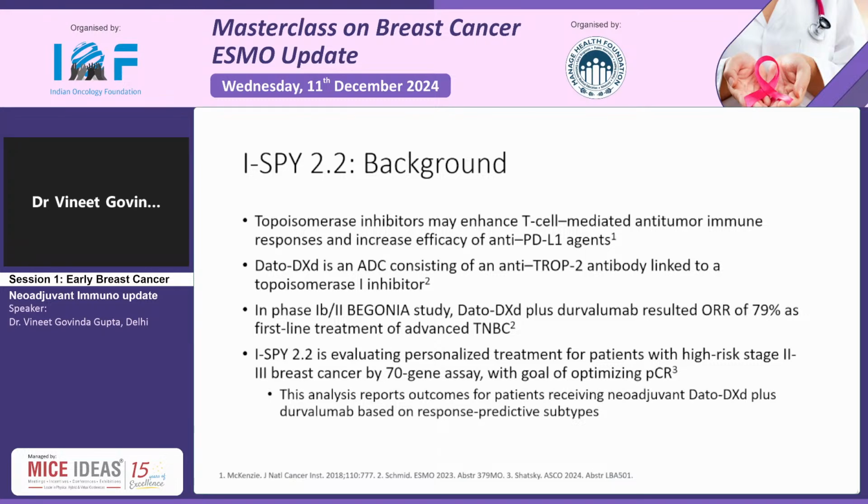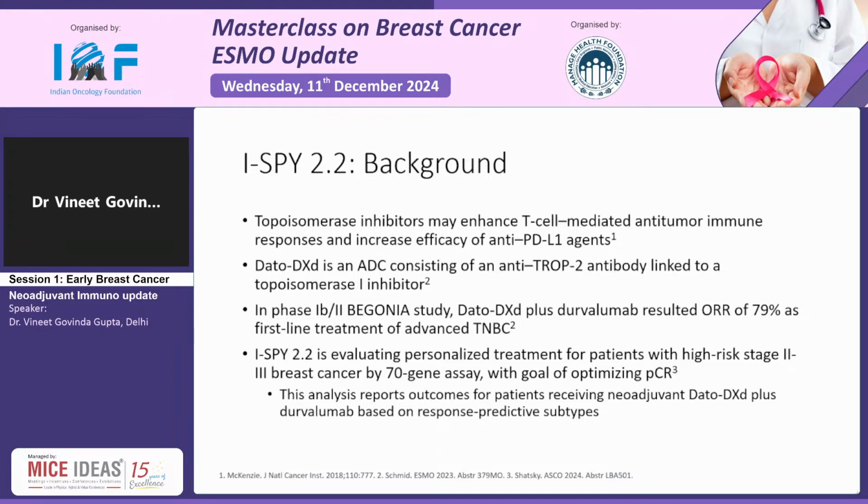That is why the frontline study of dato-DXd plus immuno versus the standard chemo with Keytruda is going on right now at many centers. So I think it is an important drug for this population. It will come up. An 80% response rate in TNBC first line is very impressive. So I-SPY 2.2 is looking at high risk stage 2 to 3 breast cancer, treating them with a dato-DXd plus immuno kind of approach, to see whether you can either avoid chemotherapy or get a high pCR rate without using chemotherapy.